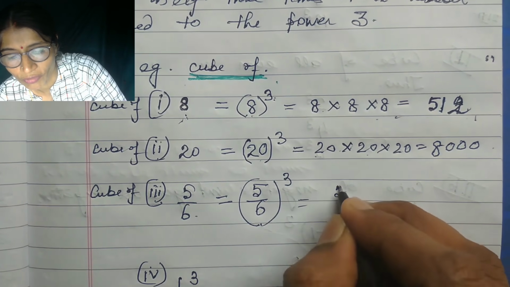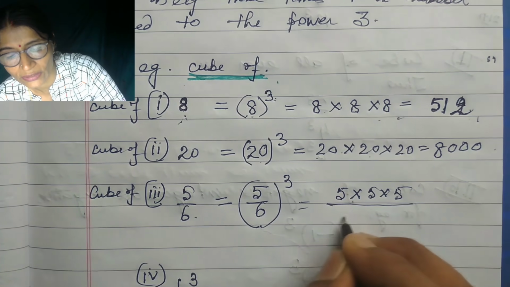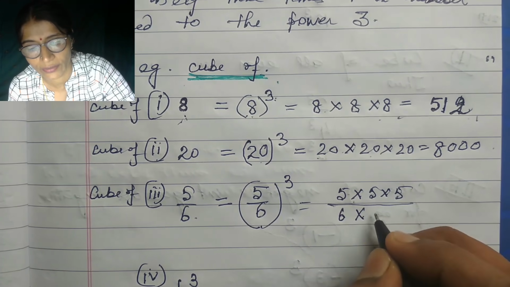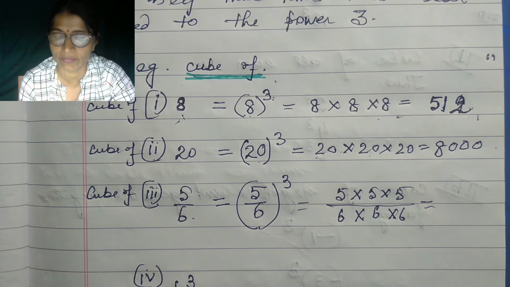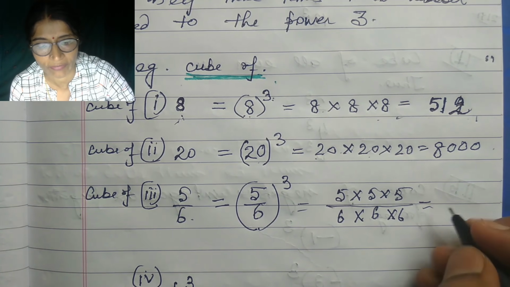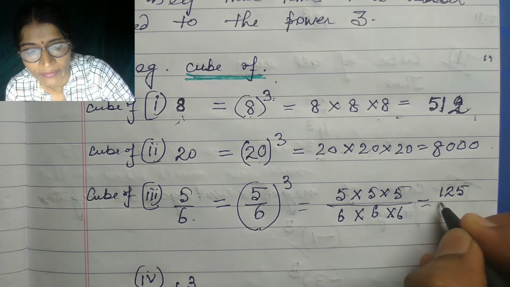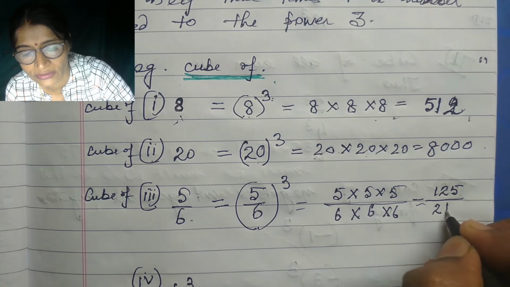Or if any fraction number is there, like 5 by 6 whole cube, then that is equal to 5 into 5 into 5, as well as the cube of the denominator, 6 into 6 into 6. Now 5 into 5 into 5 is 5 fives are 25, 5 twenty-fives are 125, and cube of 6 is 216.